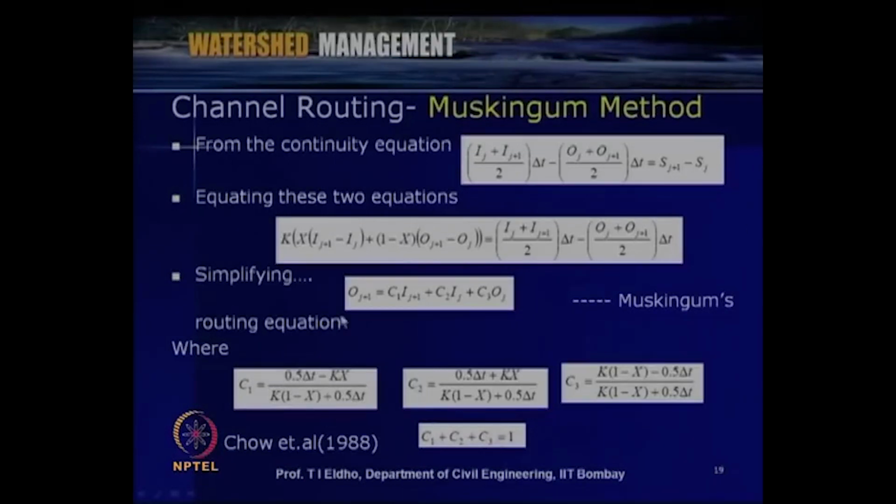Here, C 1 is equal to (0.5 delta T minus K x) divided by (K into (1 minus x) plus 0.5 delta T), and C 2 is equal to (0.5 delta T plus K x) divided by (K into (1 minus x) plus 0.5 delta T), and C 3 is equal to (K into (1 minus x) minus 0.5 delta T) divided by (K into (1 minus x) plus 0.5 delta T). The summation of these coefficients C 1, C 2, C 3 should be equal to 1, as explained in the textbook of Chow and others. That way we can derive this Muskingum routing equation.